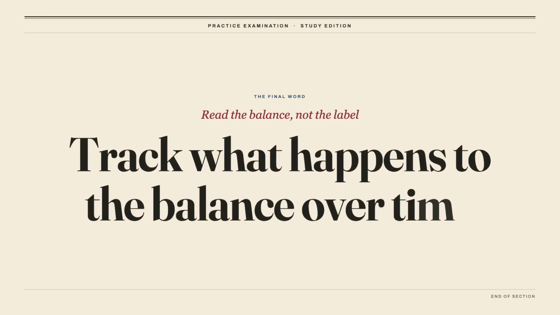Level payment, declining interest, rising principal, balance ending at zero. That's the signature of full amortization. And tracking the balance separates all four loan types faster than any definition.